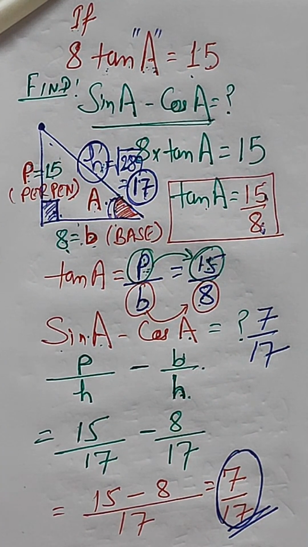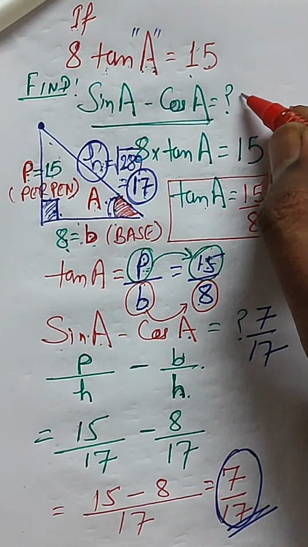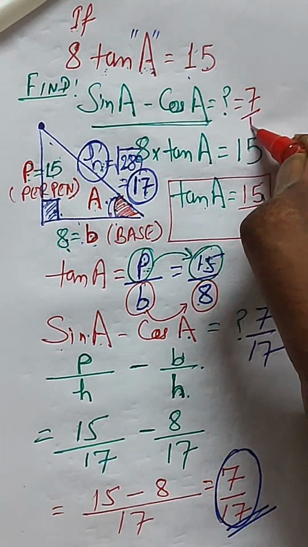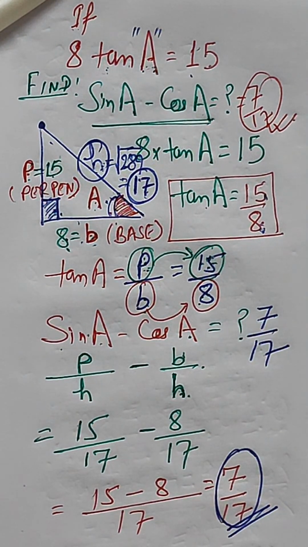So the value of sin A minus cos A is 7 by 17, which you have already calculated, right? In this way, this question is solved. So 7 by 17 is the value of sin A minus cos A, and in this way we have solved it, right?